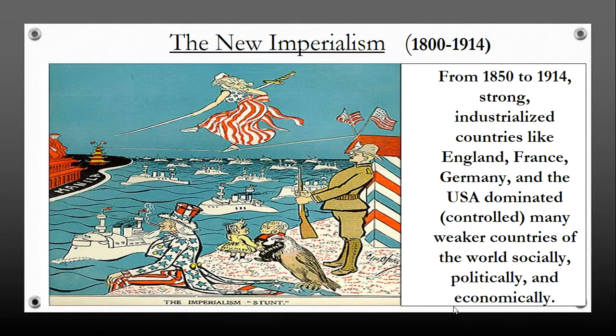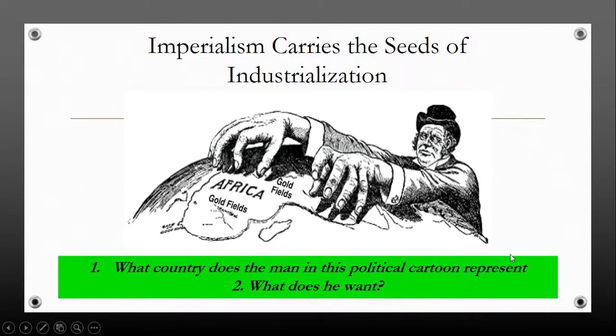We're going to look at how countries like England, France, Germany, and the United States changed the world economically, socially, and politically. What country does the man in this political cartoon represent? And what do you think he wants?